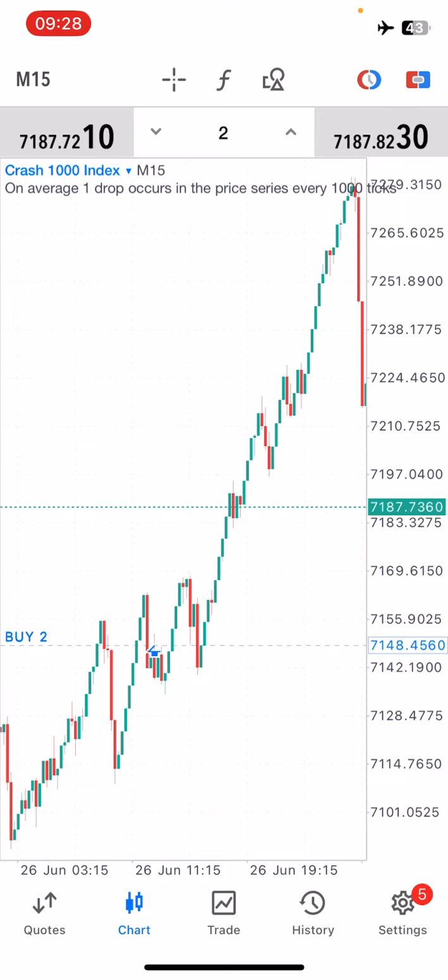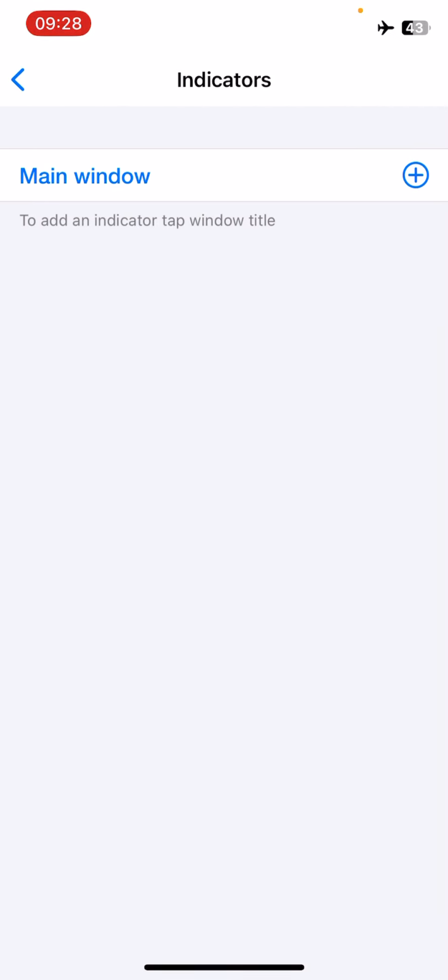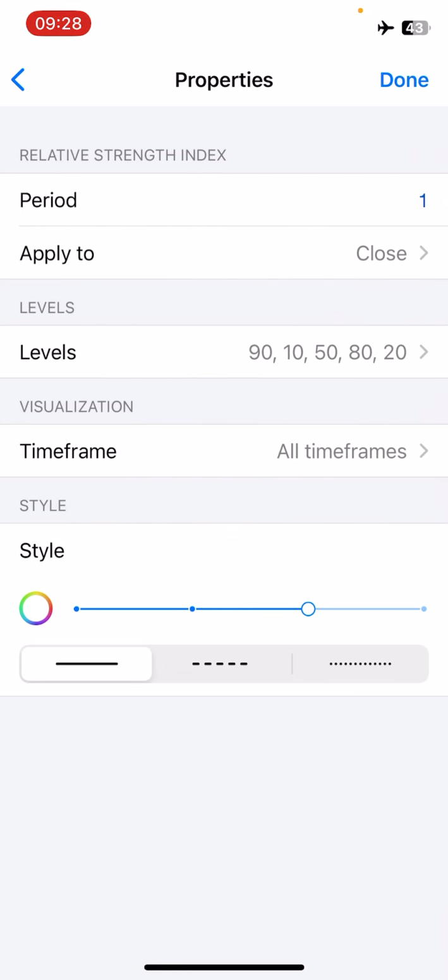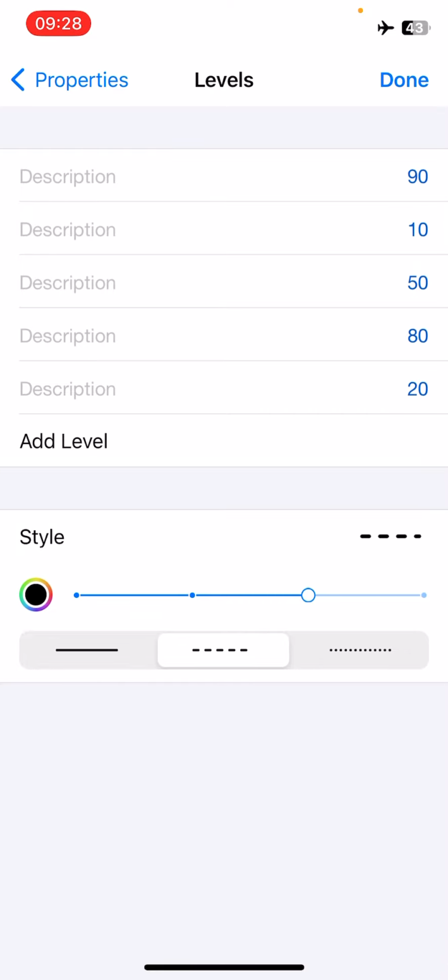Okay, so the first indicator that I want to add is called the relative strength index. It's been a while since we used the relative strength index, so I'm so excited to use it today. Which is also called the RSI for those that do not really know it. Okay, so it's going to have the following properties. We've got a period of 1 applied to close.